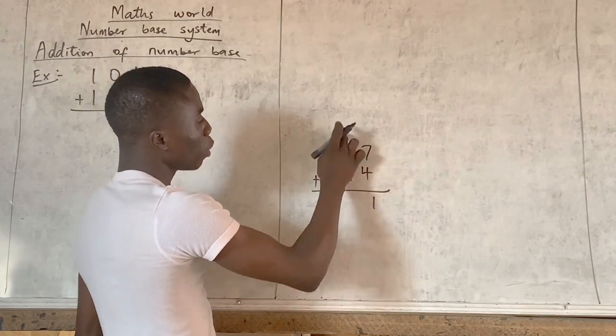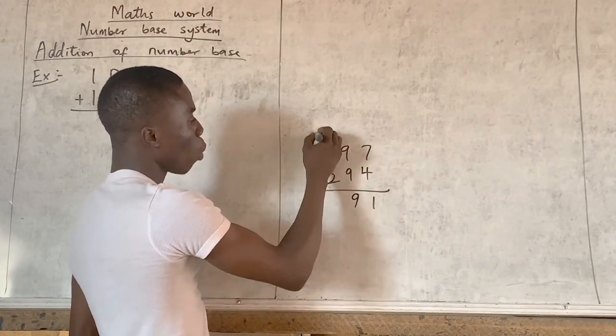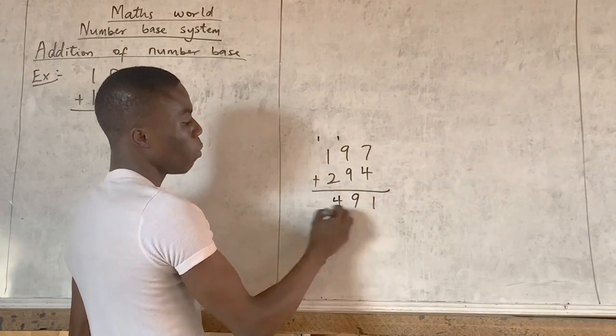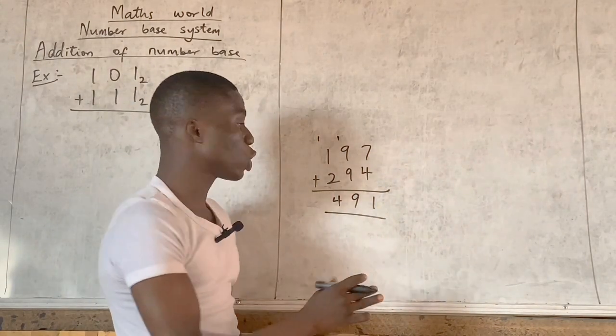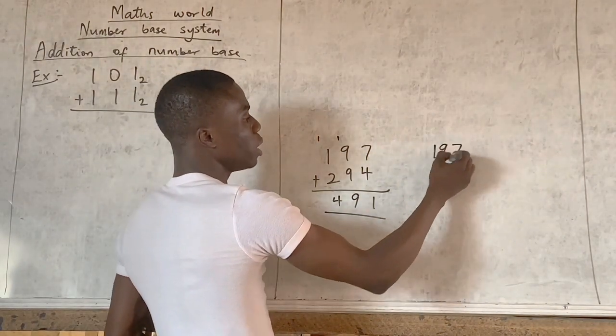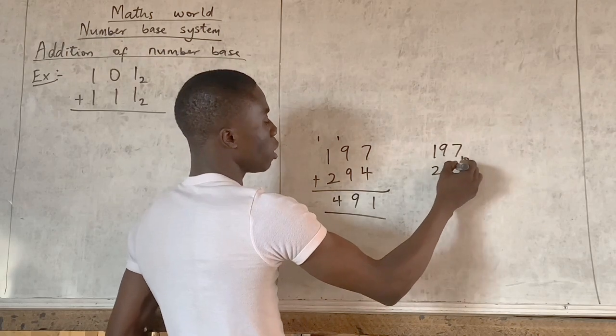So 9 plus 9 plus 1, that's 19. You write 9, you keep 1. 2 plus 1 plus 1, that's 4. Remember, this is how you do your normal addition. But this, I tell you, is the same thing as writing it in base 10.